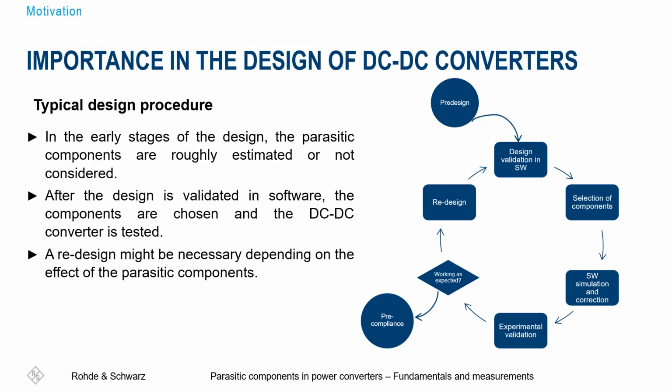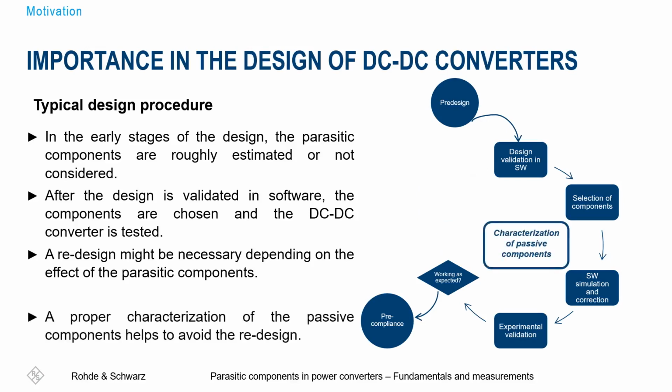A way to tackle this problem is to characterize the passive components in the early stages of the design, if possible. This is done by measuring these components at the early stages, characterizing the parasitics that they have, and this will help to bring the simulation and experimental validation closer. Therefore, we will save time without having to do a redesign multiple times.